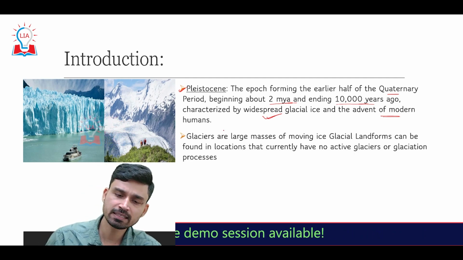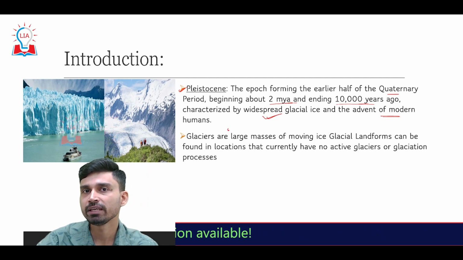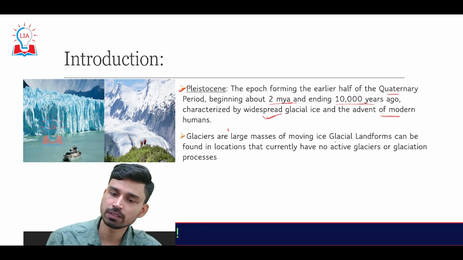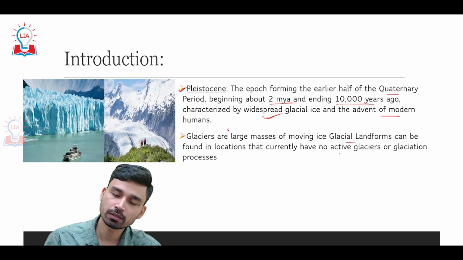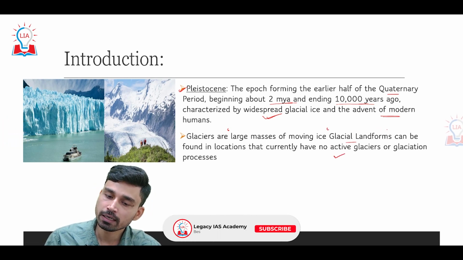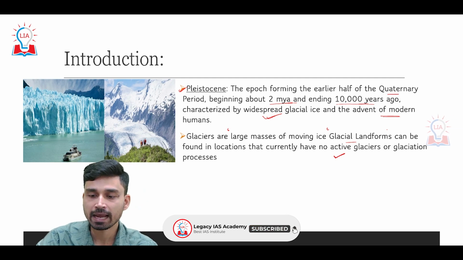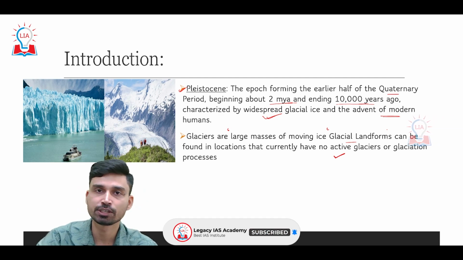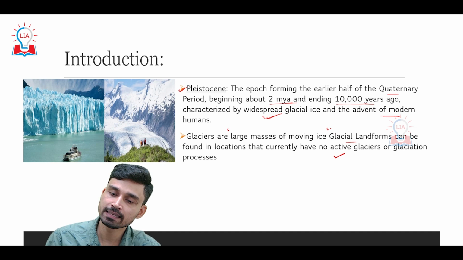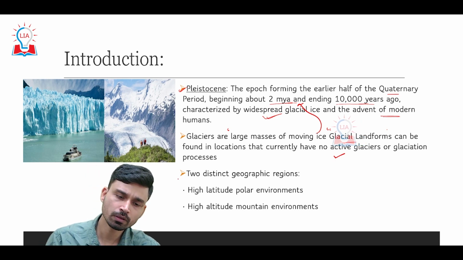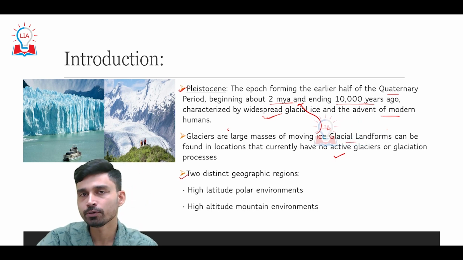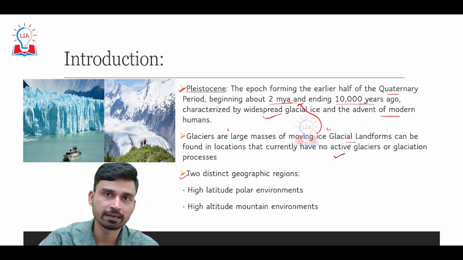If we talk about glaciers, this can be simply described as very huge, large masses of ice. Glacial landforms can be found even today in such locations where currently you will not see any active glaciers or any active glaciation process. So all these glacial landforms can be traced back to the older period, which was the last ice age in the history of Earth.